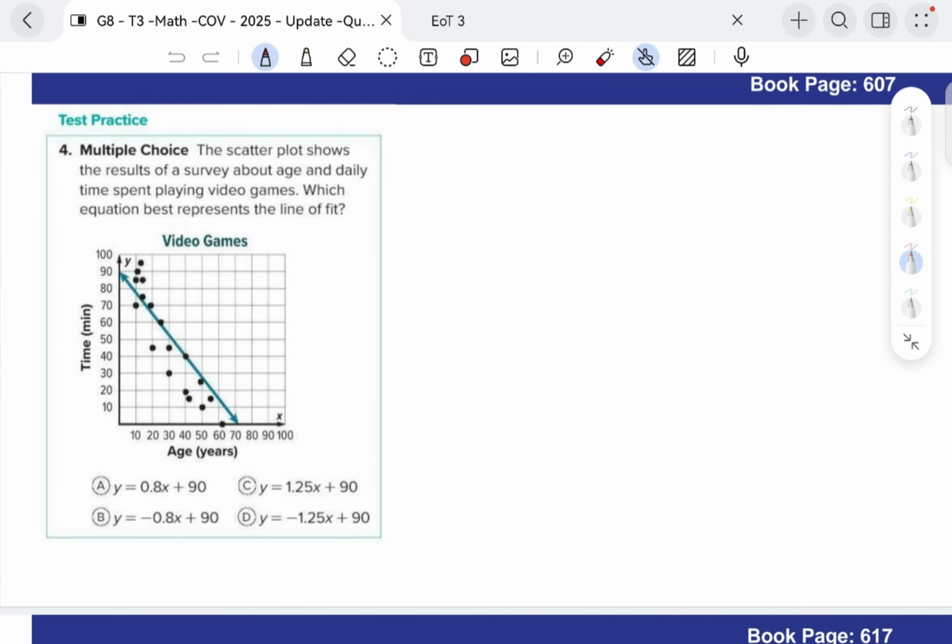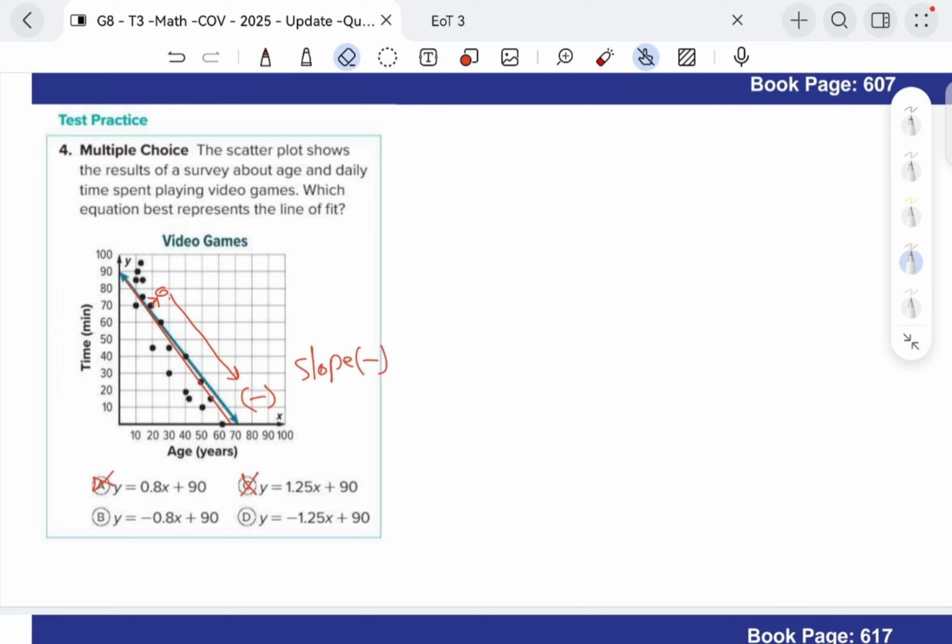Now let's go for question number 4. They ask me which equation best represents the line of fit. First, since the line is going downward, imagine yourself going from left to right, you will be going downward. This is a negative association, so the slope will be negative. So this one is not correct and this one is not correct. The correct answer will be one of these, negative 0.8 or negative 1.25. So the correct answer will be one of these, B or D.